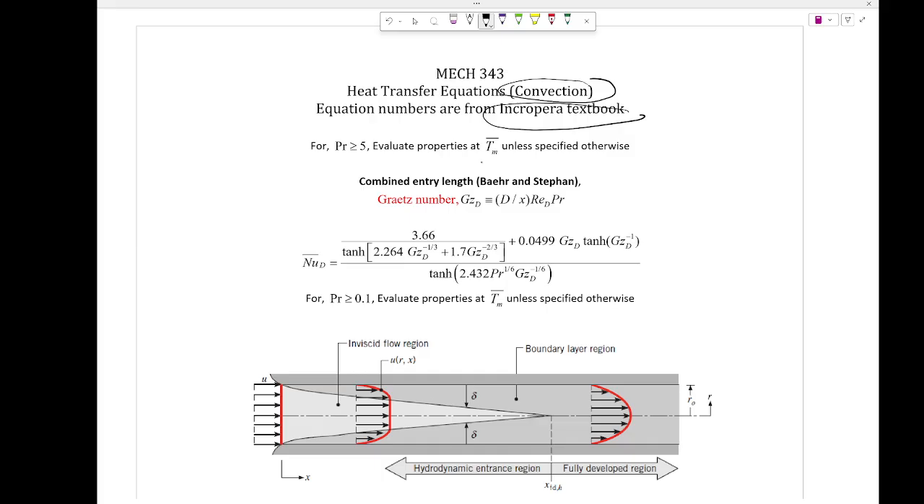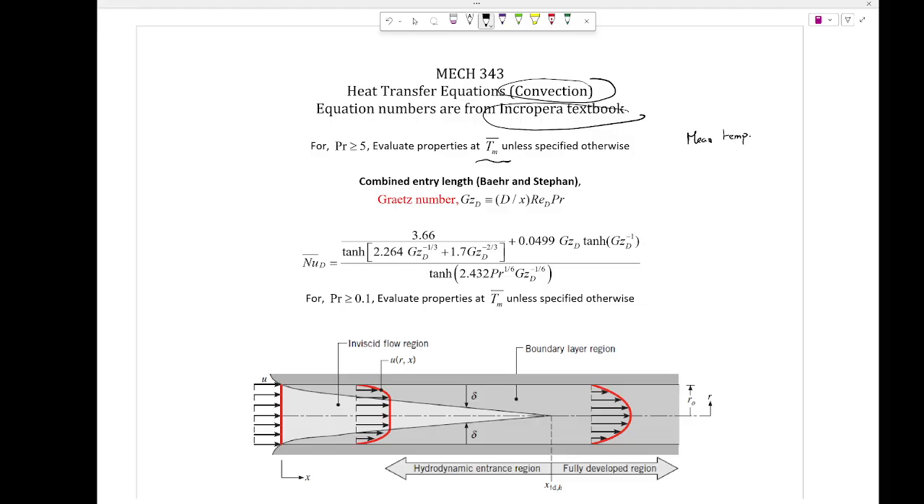All right. So T_m is something that you're seeing for the first time. T_m is called the mean temperature. You guys remember film temperature, right? From external flow. What is the film temperature? The average of the surface and the air temperature, right?